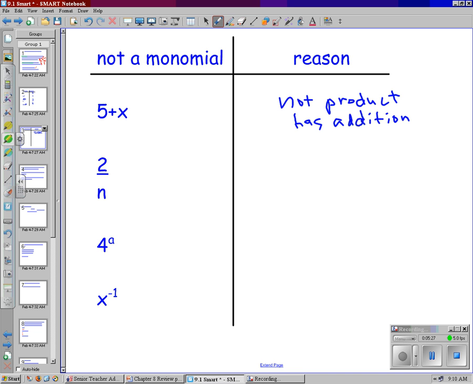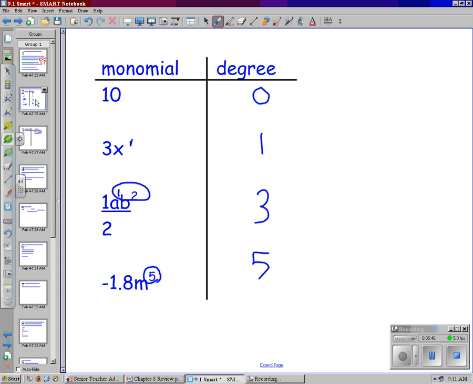Why is 2 over n not a monomial? Go ahead, Spencer. It has division. Right, I have division, right here.